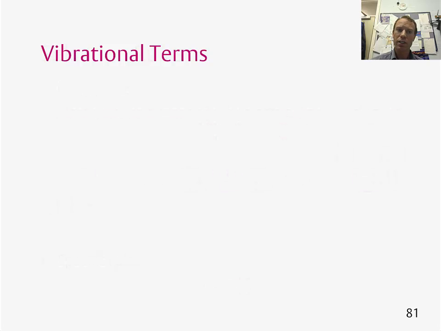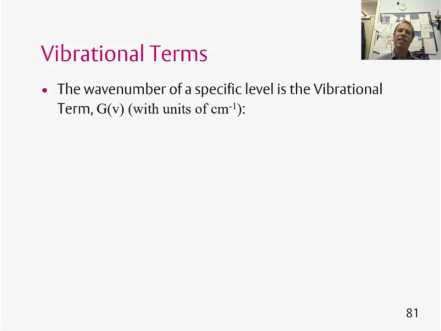We can also work in terms of vibrational terms, and this is working with units of centimetres to the minus 1, working in wave numbers rather than joules. So the wave number of a specific level can be written as the vibrational term G of v, and this has units of centimetres to the minus 1. We get a vibration wave number from an energy in joules by dividing by hc. So if you remember the expressions from a couple of slides back, we can now write G of v equals nu tilde multiplied by v plus a half.